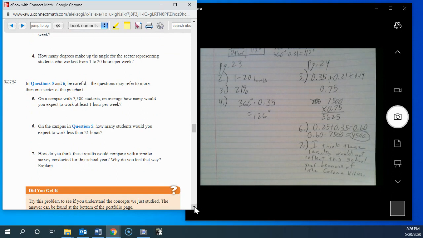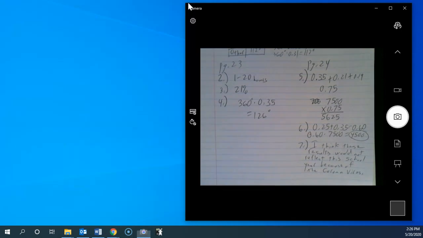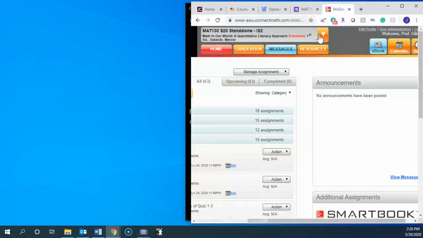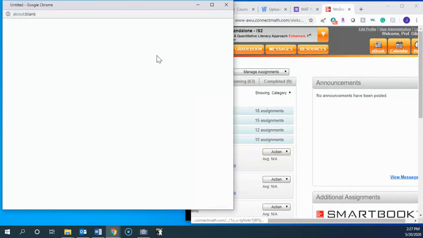All right. So now we move on to 1.3. Now, let me pull this up. Hopefully I could pull up the ebook again.